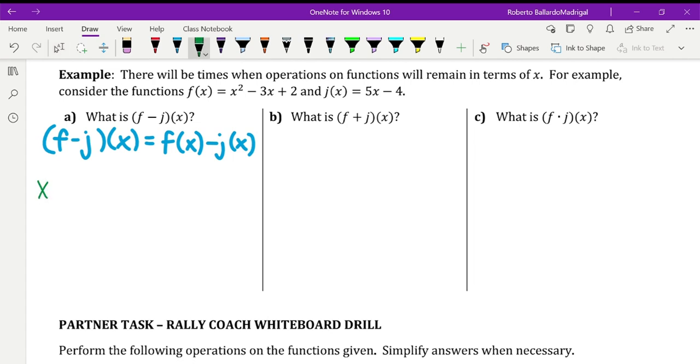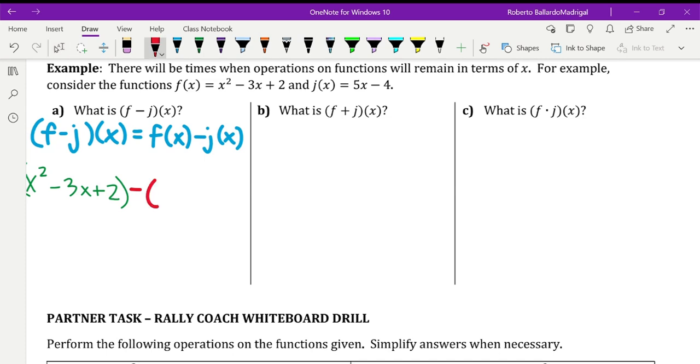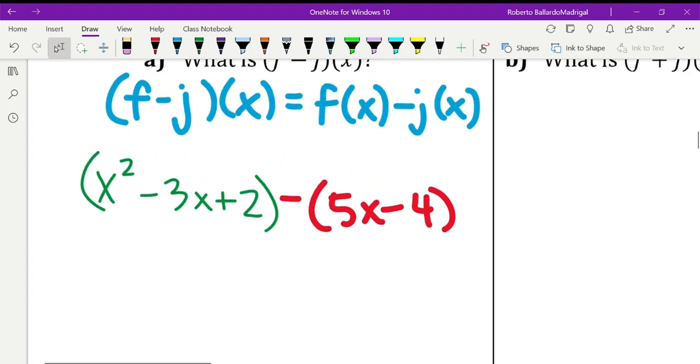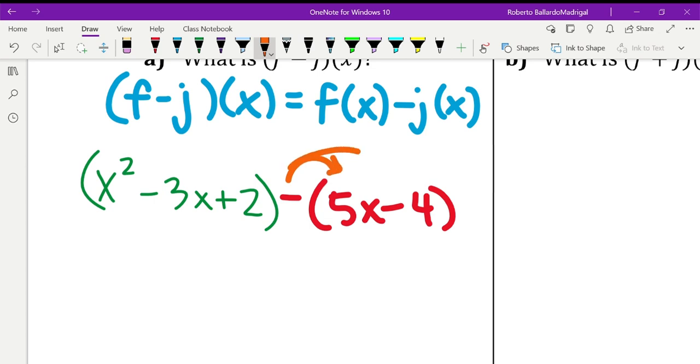So we'll have the following. F of x is x squared minus 3x plus 2. And we are subtracting j of x, which is 5x minus 4. Please place parentheses around these like I did. Because we're subtracting one function from the other, the parentheses are essential. Otherwise, you will not get this correct, because you have to distribute the negative. This minus here in front of 5x and negative 4, this minus has to be distributed to both terms. Okay?